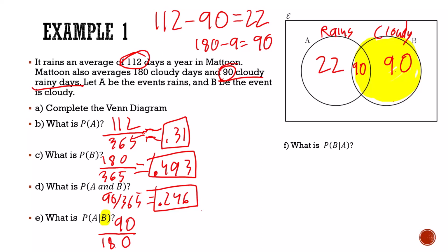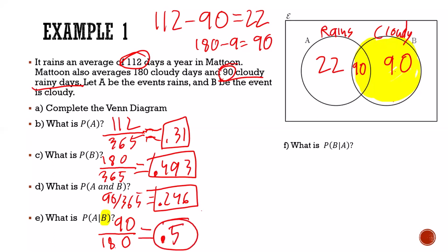He's looking at the days that it's raining and cloudy. Now, why is he doing that? We know it's given that it's cloudy. So we're living in this yellow bubble, right? If we're in this bubble, these 90 days where it's raining and cloudy are the only rainy days we need to worry about, because these 22 are outside of the bubble, right? So if it is cloudy, these 22 days are not a possibility, right? So it's only the 90.